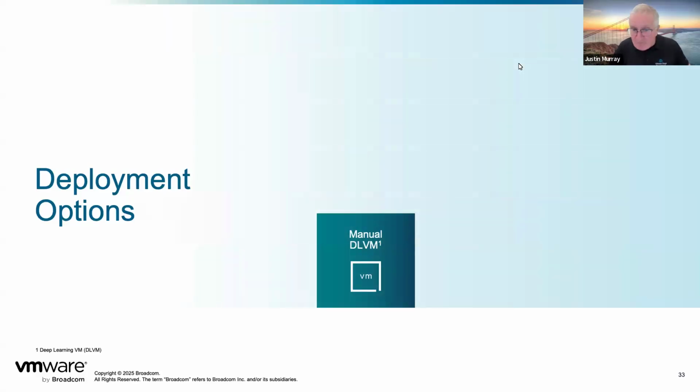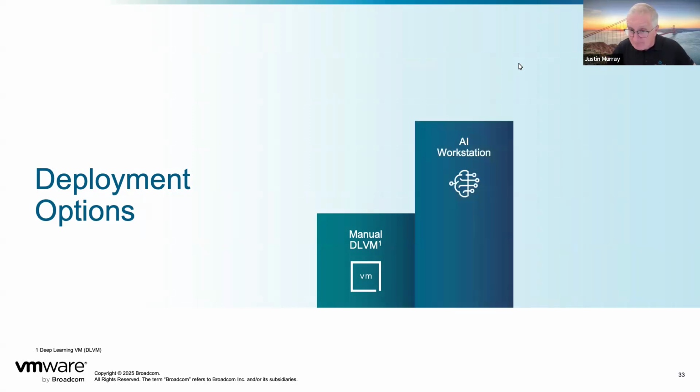The very first experiment I did with this a couple of years ago was I created a manual deep learning VM from the image that I showed you, the deep learning VM image that VMware supplies you. You can do that by hand if you really want to, or you can apply your own automation technology to doing it as well. We provide you with lots of shell scripts to do this. But I personally prefer to provision an AI workstation, which is another name for a deep learning VM today, because the automation takes a lot of the hard work out of it.